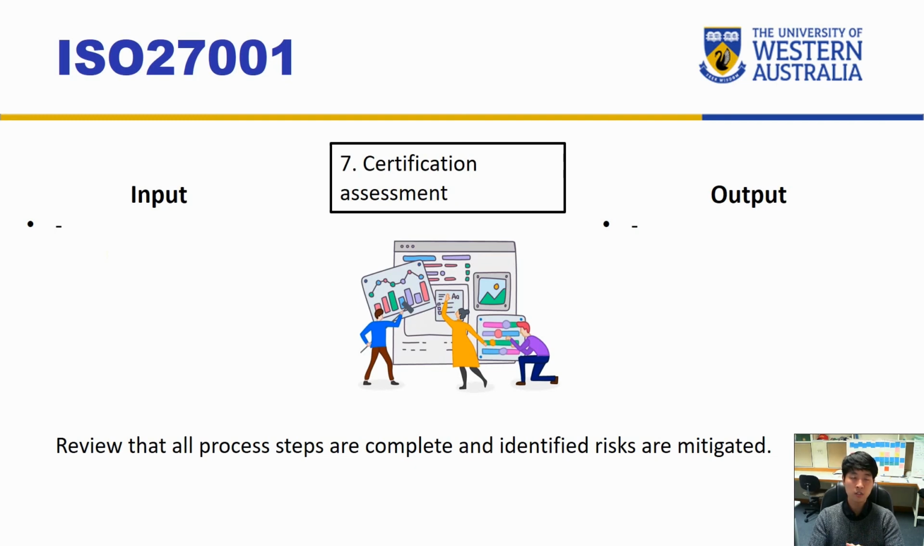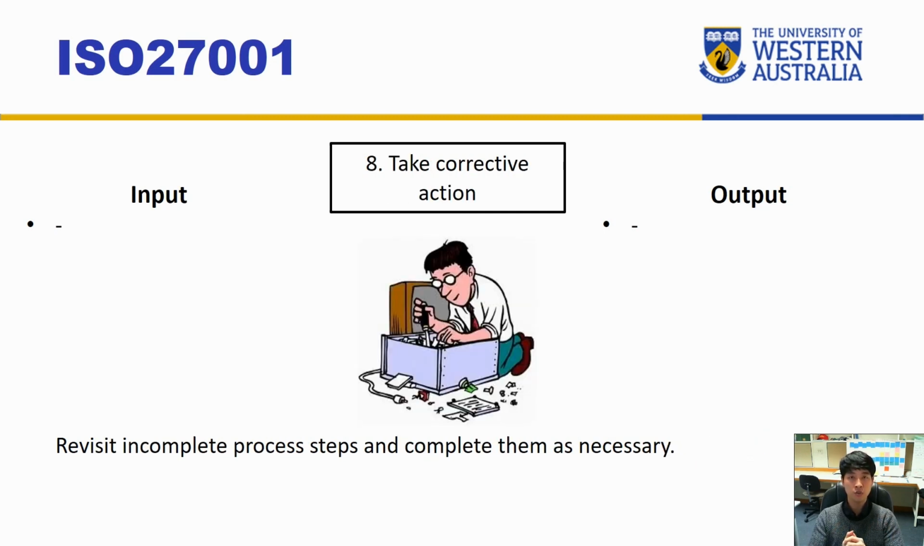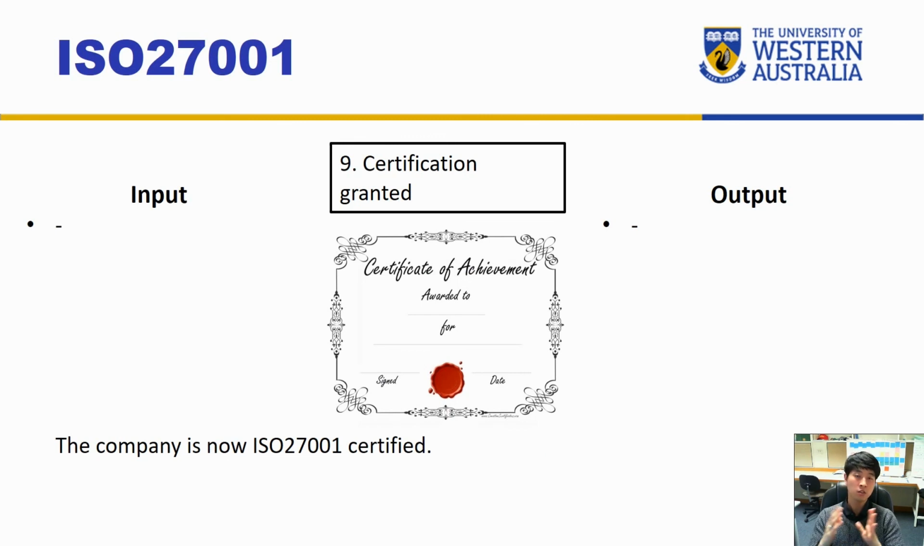So certification assessment ensures that all process steps are complete and identified risks are mitigated. So this is where you revisit your implementations and check that they are functioning and serving the purpose as they were first outlined to do. And you will only visit step 8 if there are any issues that have been found. So if you remember our first diagram, there's a cycle loop here where you can revisit stage 8 after stage 7 as many times as you need to ensure you can take corrective actions to address that. Okay, and finally, once that's all done, you can get the certification.